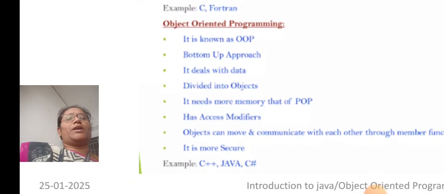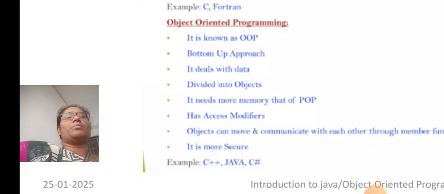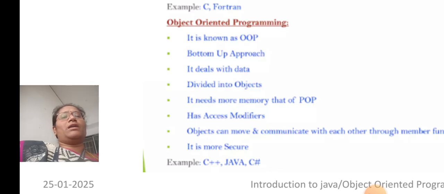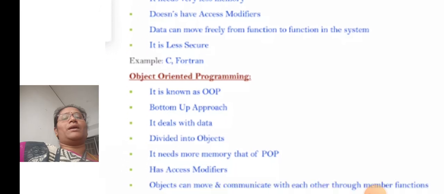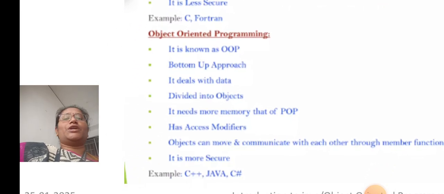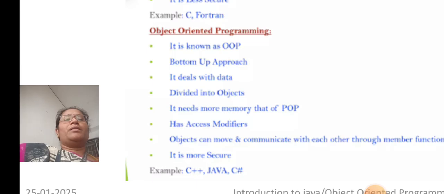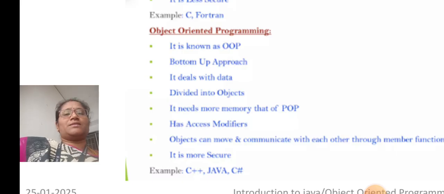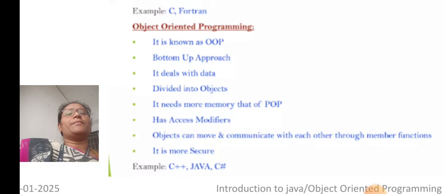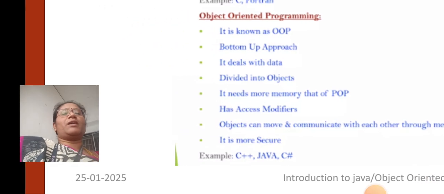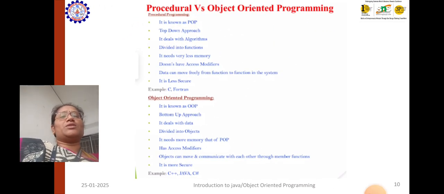Object-oriented programming is like C++, Java, C#. It is known as OOP, and it uses a bottom-up approach, dealing with data divided into objects. In the previous one it is a function, but here it is an object. It needs more memory than POP, and it has access modifiers, whereas C programming does not. Objects can move and communicate with each other through member functions, and it is more secure compared with C programming, that is, procedural programming.